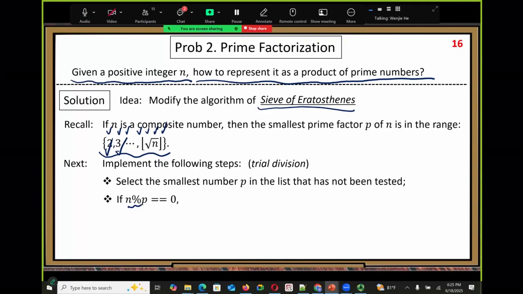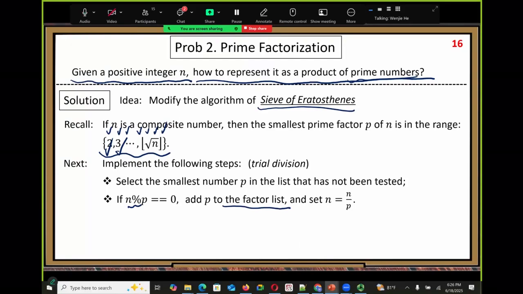So if it is true, add p to the factor list. Because the result, the output, here you consider the factor list. That's our output. You should get a list of prime factors, right? So we add p to the output list. That output list is the prime factor list. And set n equals n over p, the quotient.